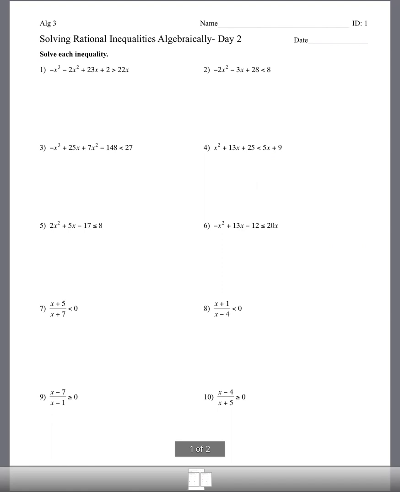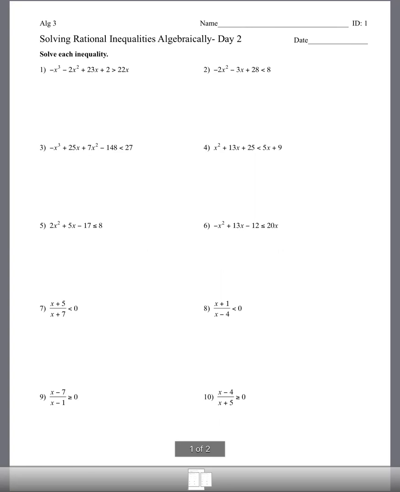The only thing different between 1 through 6 from what we did yesterday, besides some of them being cubic, is that you don't have 0 on one side of your inequality. So we're just going to rectify that as step 1, and then do the same steps that we did yesterday. We're going to get one side equal to 0, factor to find those critical points, and then do test points in between those critical points to find out where my inequality is true and where it's not.